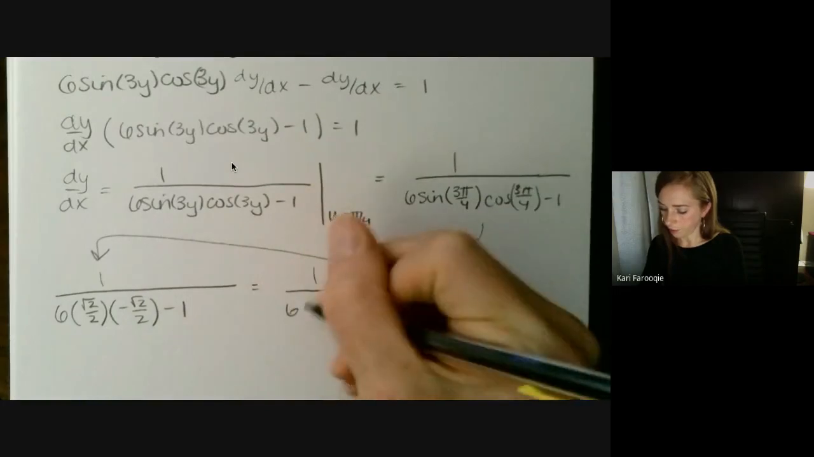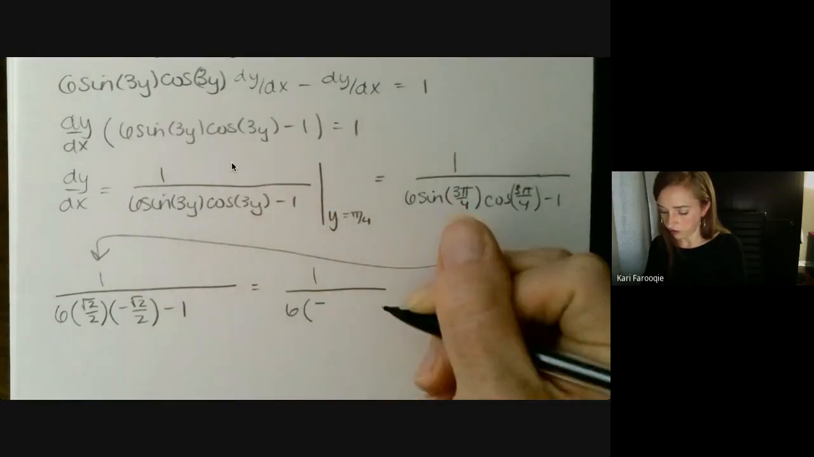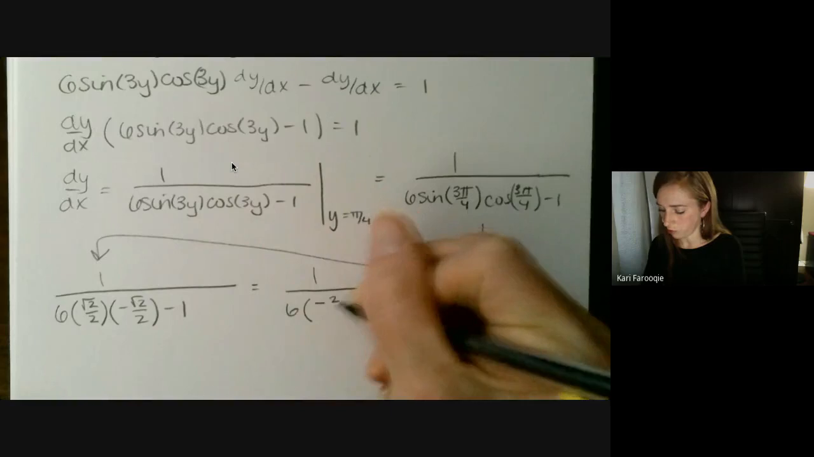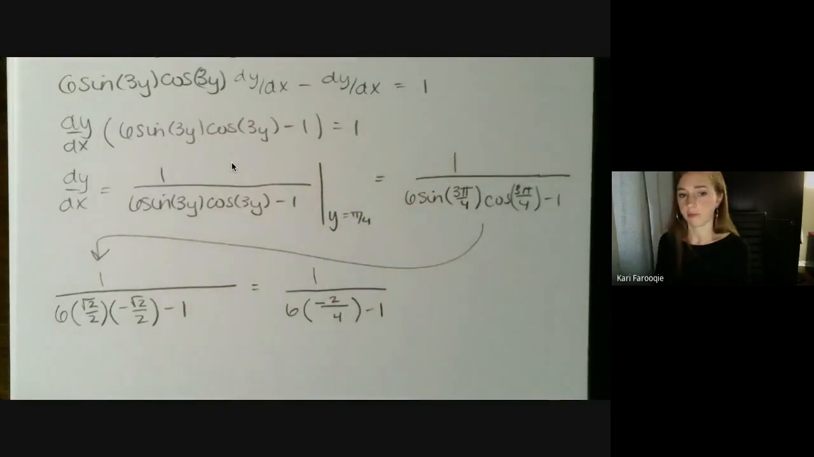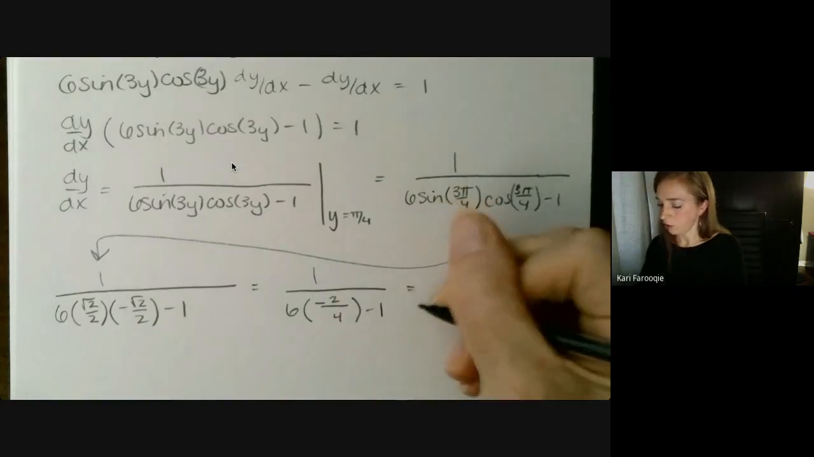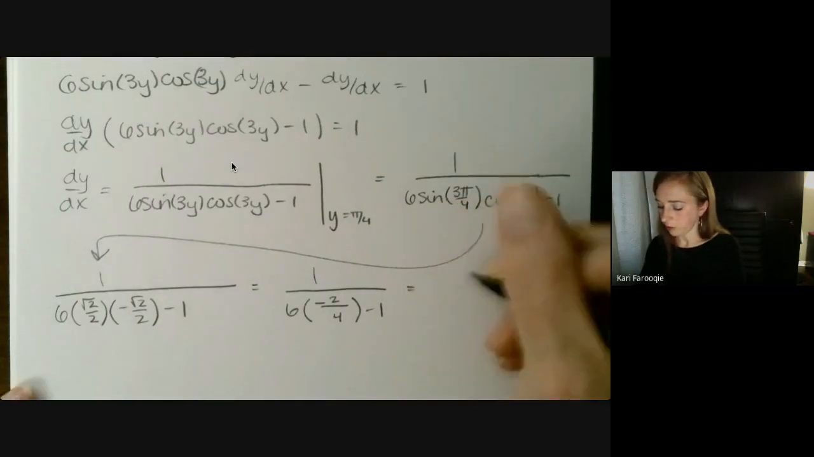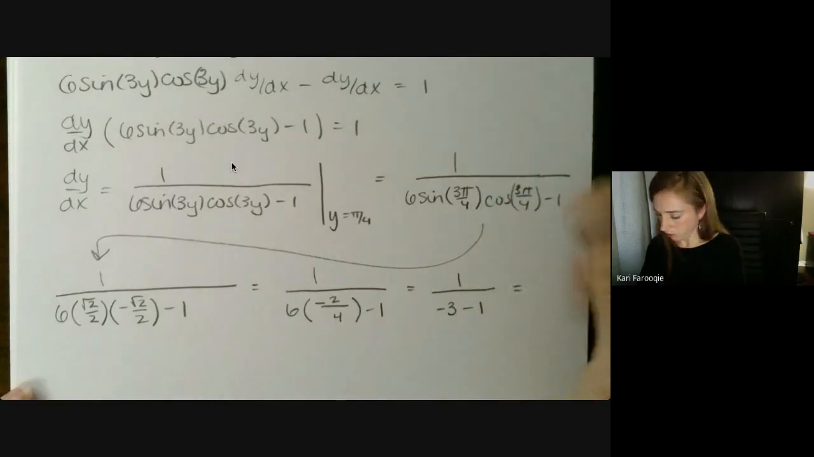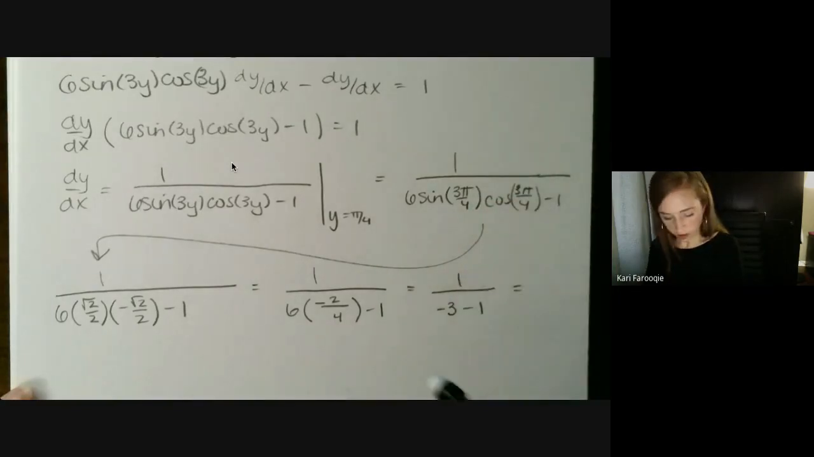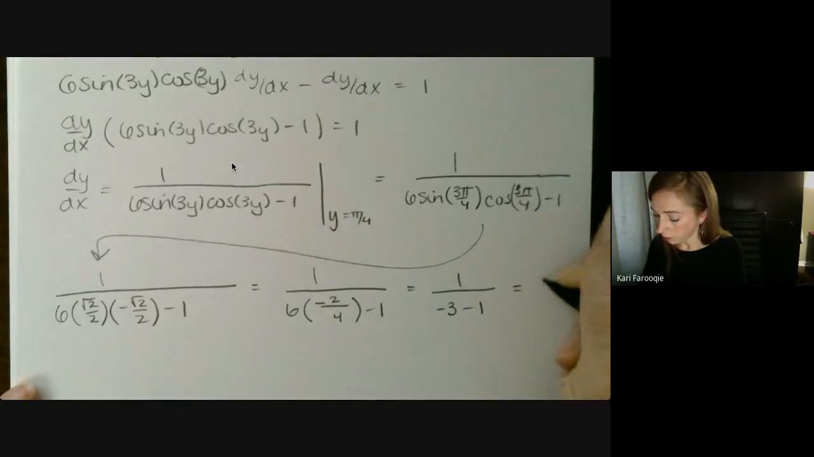Okay, so a negative times a positive is a negative. Root 2 times root 2 is 2. 2 times 2 is 4. 2/4 is 1/2. 1/2 times 6 is 3. And your slope, wait, negative. Interesting. Your slope should be negative 1/4.